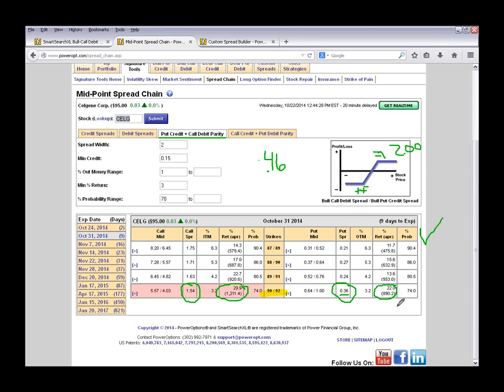So unlike the Apple example we saw in the beginning of the slides, in this case, I'm going to be much more likely to go with the bull call debit spread. It has the same risk reward.